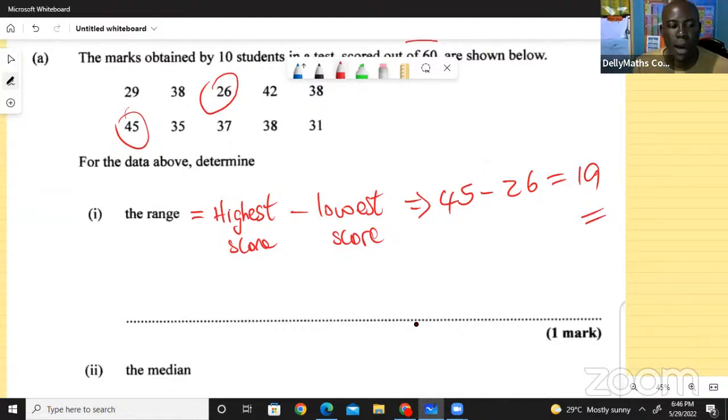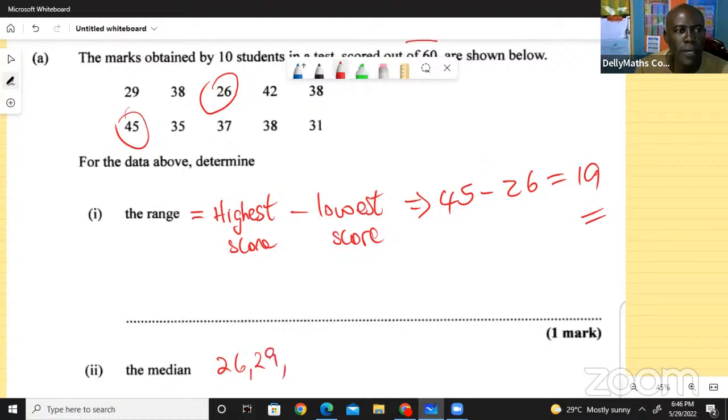So let's go. What are we looking at now? All right, let me make sure that I cross them off. The lowest one is 26. 26 comes with 29.